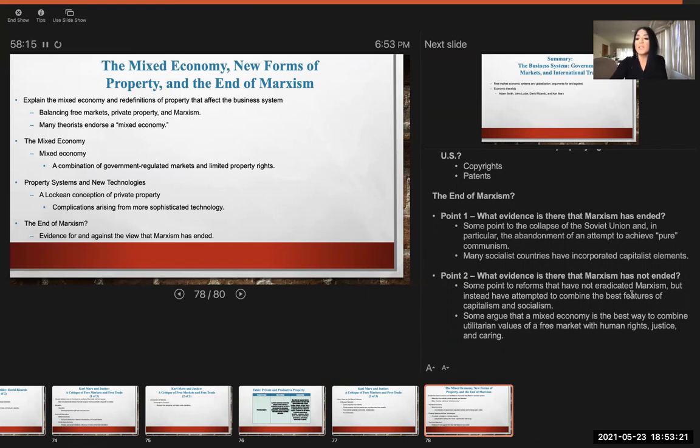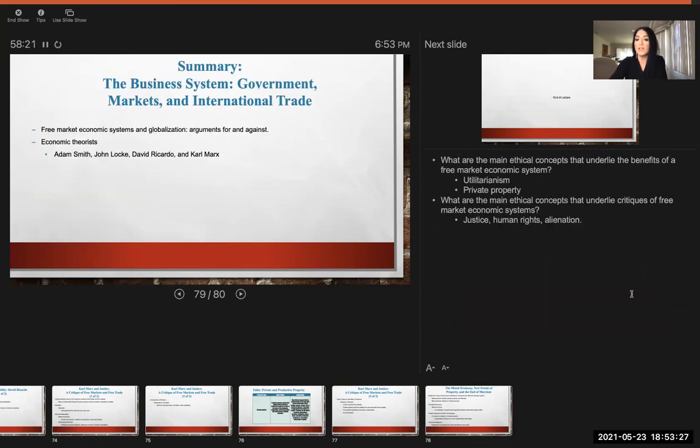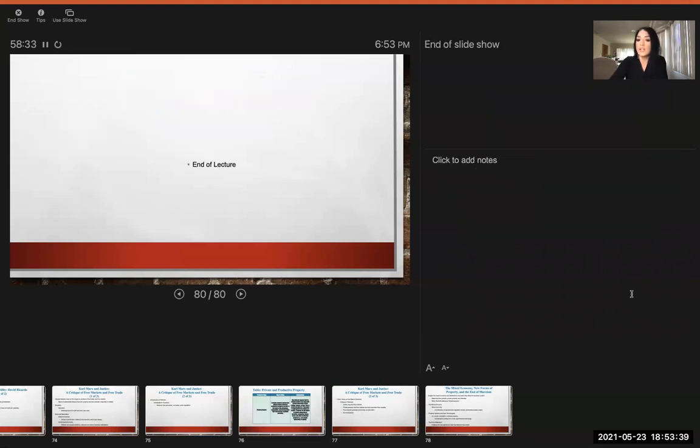So some argue that a mixed economy is the best way to combine utilitarian values of a free market with human rights, justice, and caring. Now, what are the main ethical concepts here that we look at? We look at utilitarianism and private property, and what are the ethical concepts that underlie critiques of free trade? We look at justice, human rights, and alienation.